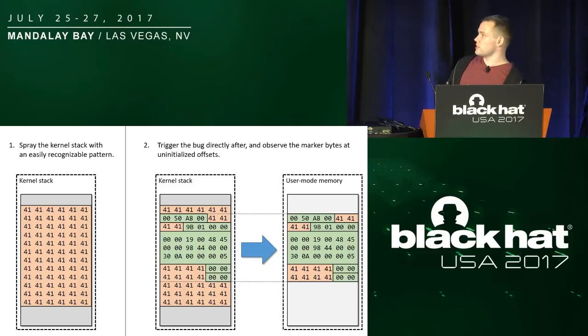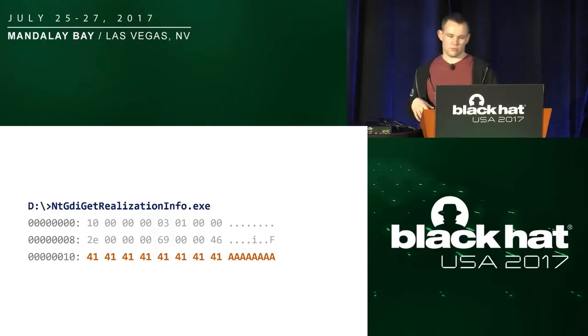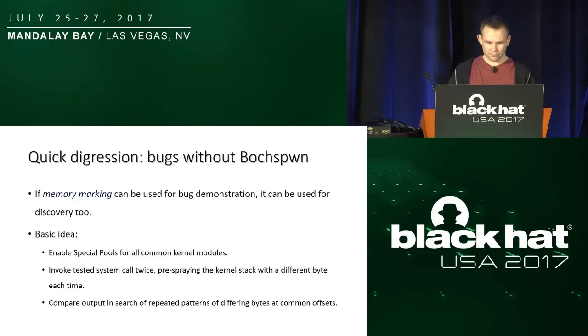First of all, we spray the kernel stack with some easily recognizable pattern, such as the 41 byte, and then we trigger the vulnerability, and we see where this marker byte happens to be in our output buffer. So this is another example, running the NtGdiGetRealizationInfo POC here, which leaks 8 bytes from the kernel stack.